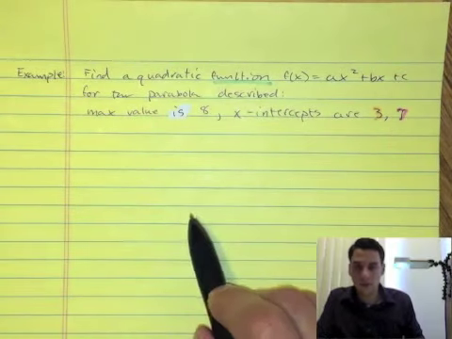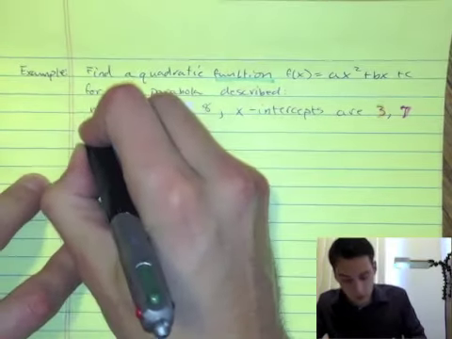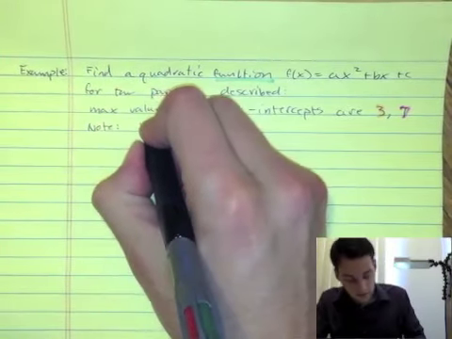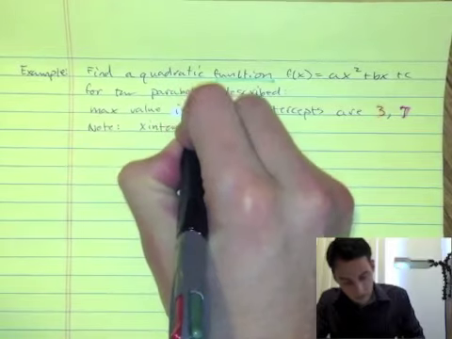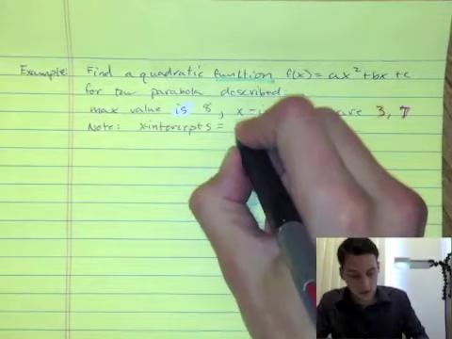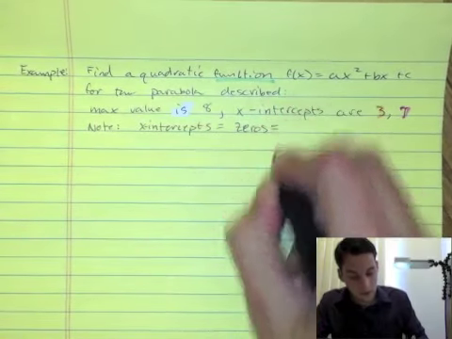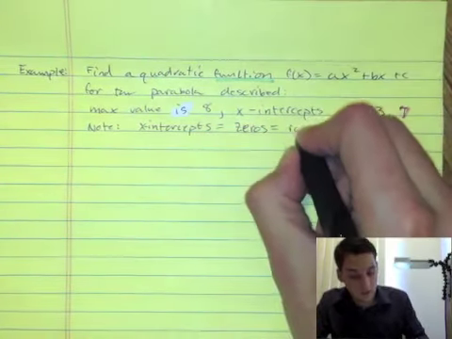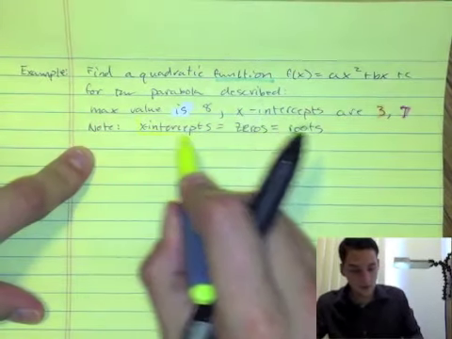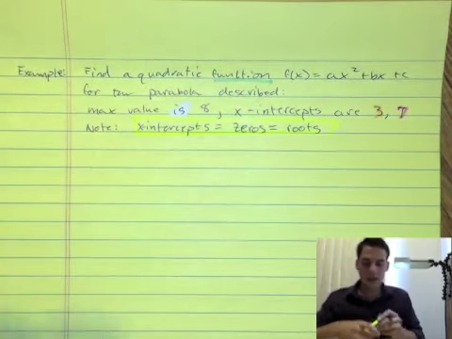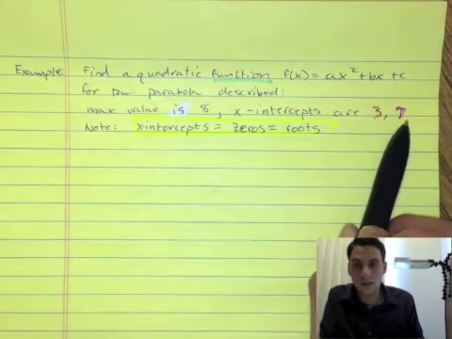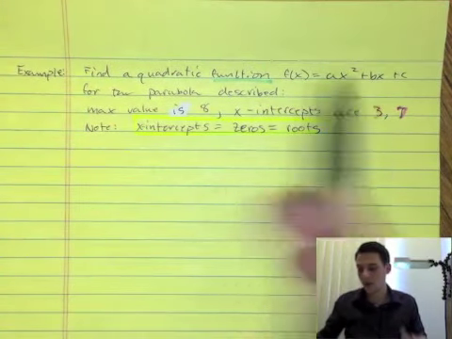Another thing is they give us a description of the parabola, and they say that x-intercepts are 3 and 7. Well, let me give you a note here. Note. X-intercepts are the same thing as zeros, and zeros are the same thing as roots. These are all the same thing, different words meaning the same thing. So if they give you x-intercepts, they've also given you the roots. In this case, the roots are 3 and 7, so we can still use our formula that we had on the last page.